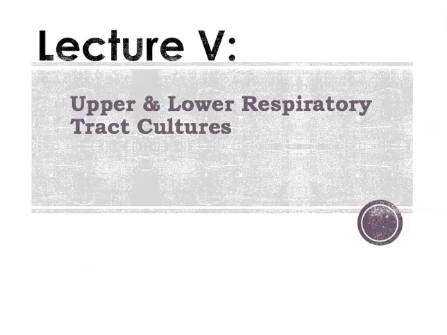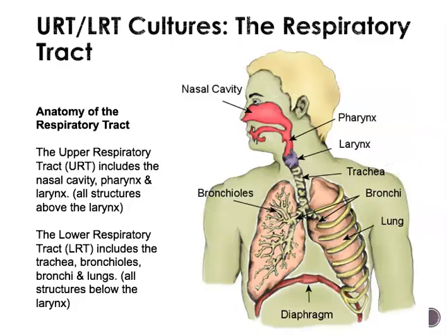Okay, the second portion of this Unit 2 lecture, we're going to talk about upper and lower respiratory tract cultures. Just a little bit of anatomy regarding the respiratory tract. The respiratory tract is divided into upper and lower, with the upper respiratory tract consisting of all the structures above the larynx, and the lower respiratory tract following the airflow below the larynx through the trachea to the bronchi and bronchioles, and then into the alveolar spaces.